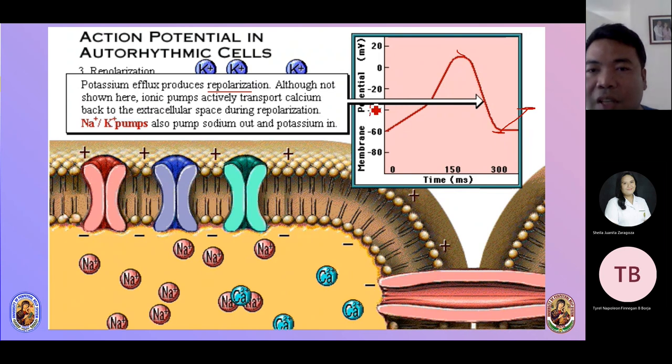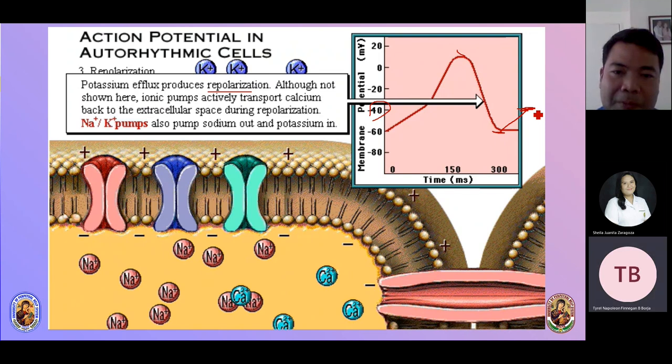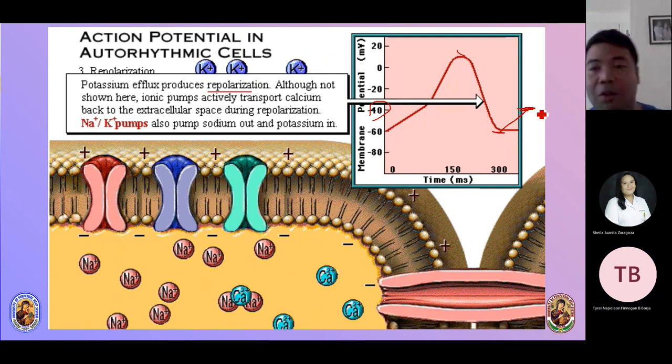What is the threshold again? Negative 40 millivolts. Ano ulit mangyayari kapag naabot ang negative 40 millivolts? Sino gusto sumagot sa inyong dalawa? Once negative 40 millivolts is reached, which ion channel will open? Calcium. Very good. Pagka nagbukas ang calcium, depolarization ulit yan. Tapos sasara yung calcium, maiiwan na bukas naman ay potassium. Eh di repolarization ulit. Ganun lang yun. Hanggang paulit-ulit na nangyayari yan. Ilang ulit mangyayari yan? Depende sa rate.